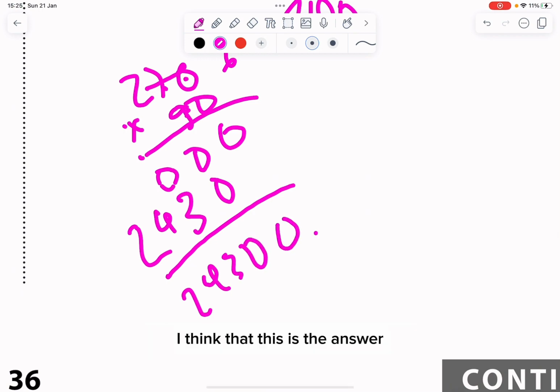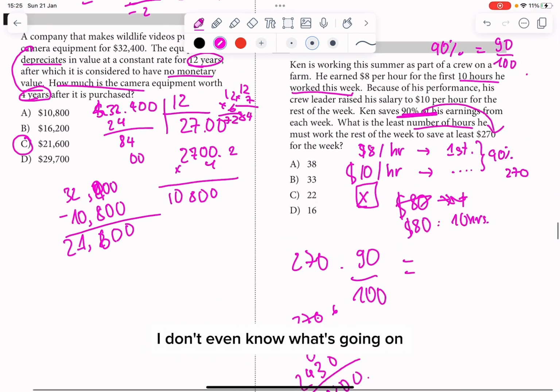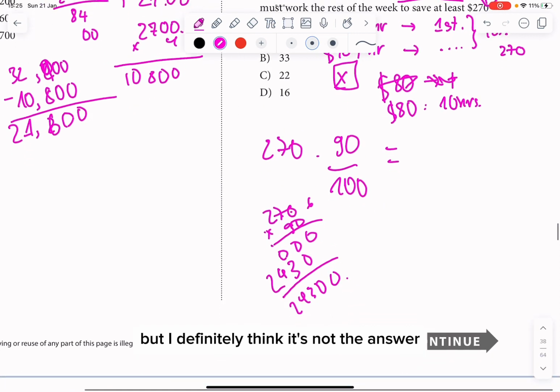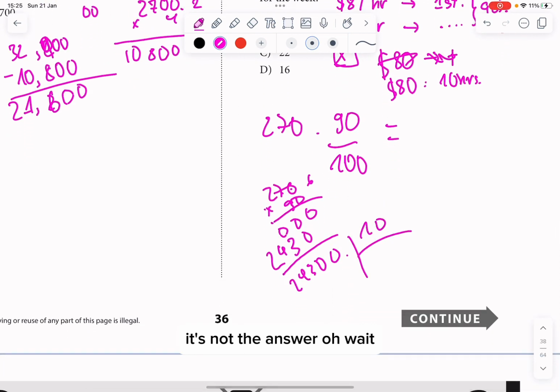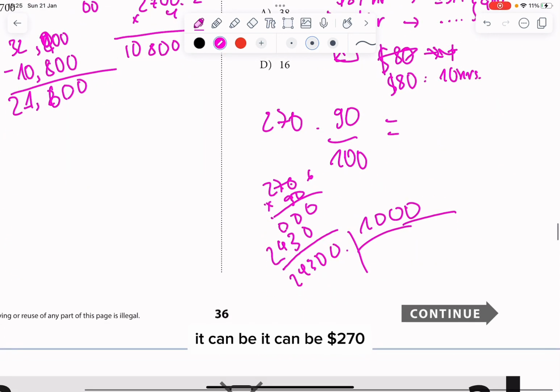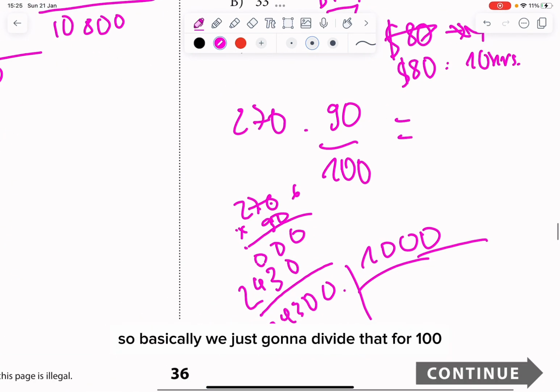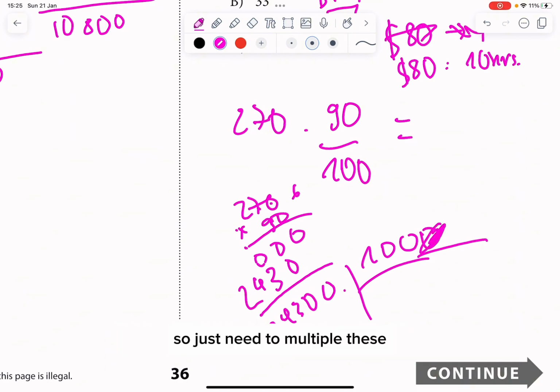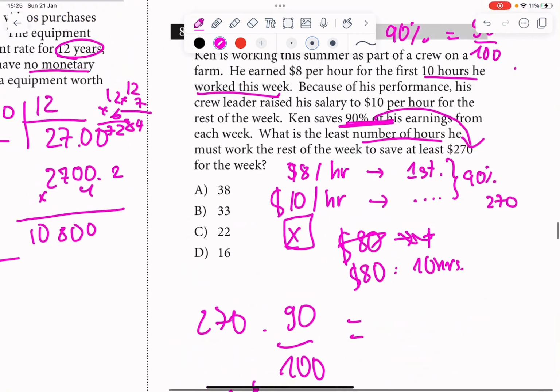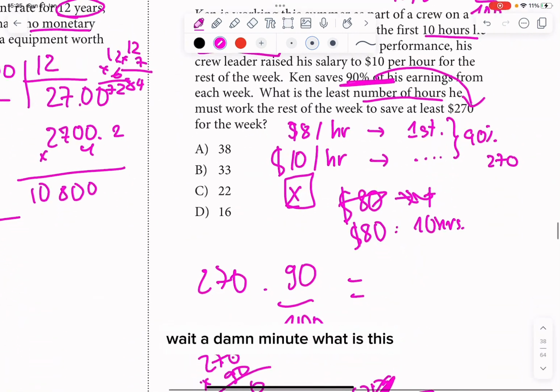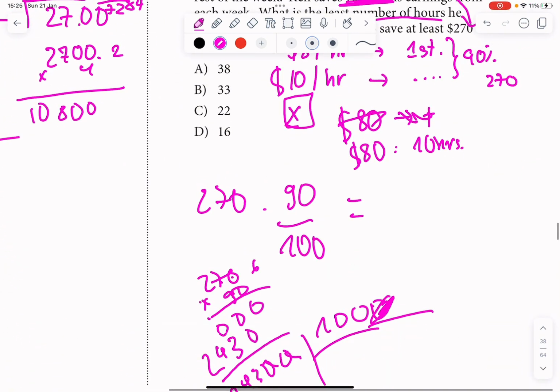Wait, I think that this is the answer. I don't even know what's going on, but I definitely think it's not the answer. Oh wait, it can be. Like $270. So basically we're just going to divide that by 100. So I just need to multiply this. Wait a minute. What is this?